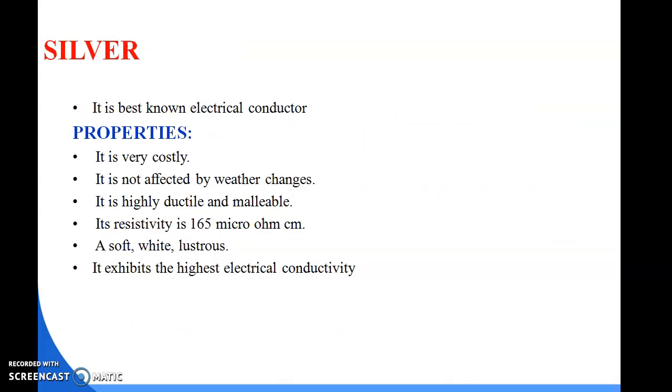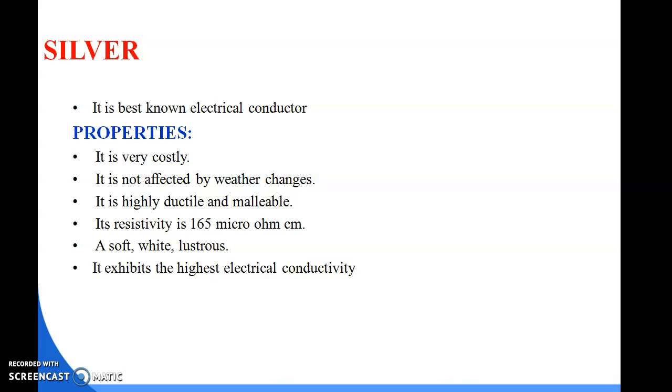Silver is the best electrical conductor. Its properties are easy to remember, but it is very costly. It is not affected by weather changes. It is highly ductile and malleable, and its resistivity is 1.65 micro ohm cm. It is soft, with a white lustrous color. It exhibits the highest electrical conductivity.